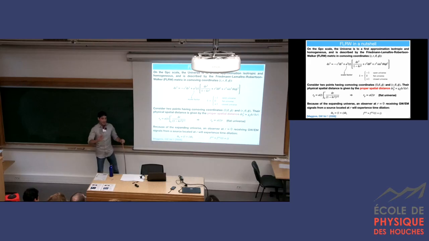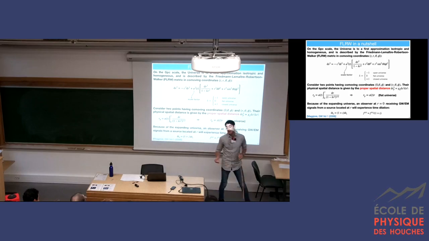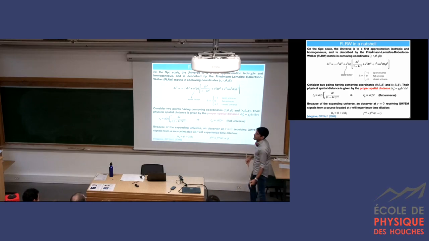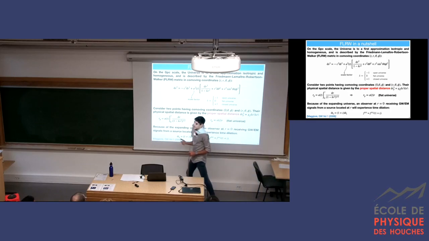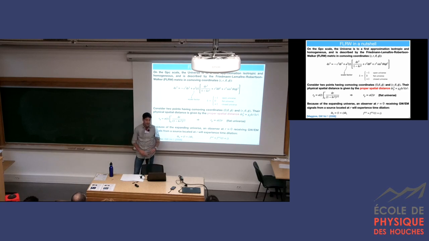So again, here I don't know exactly what the background is, so let me just put a slide on the basics, and in particular on the FLRW cosmology. The idea here is that on a gigaparsec scale, the universe is homogeneous and isotropic. Okay? And one solution of Einstein equations that we use to describe the space-time of the universe is given by this expression here. This is called the Friedmann-Lemaitre-Robertson-Walker metric.